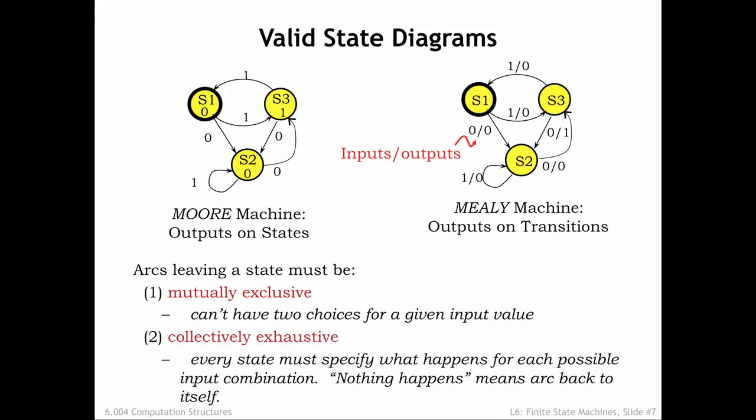Moreover, the transitions leaving each state should be collectively exhaustive. In other words, there should be a transition specified for each possible input value. If we wish the FSM to stay in its current state for that particular input value, we need to show a transition from the current state back to itself. With these rules, there will be exactly one transition selected for every combination of current state and input value.